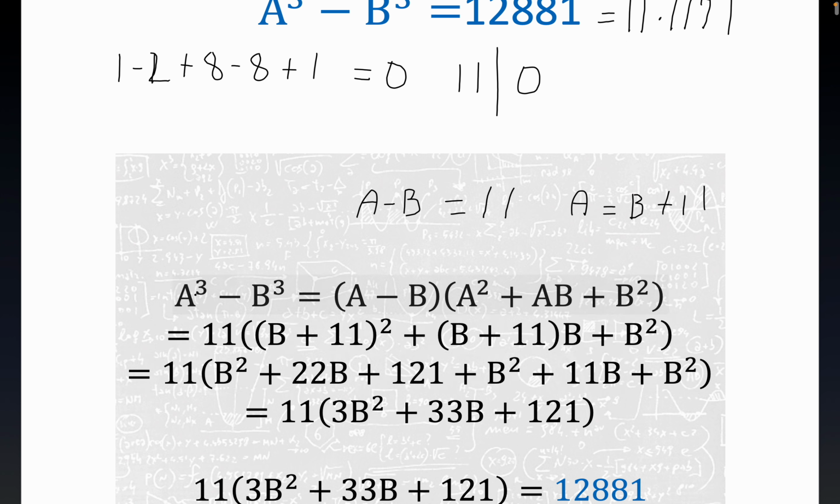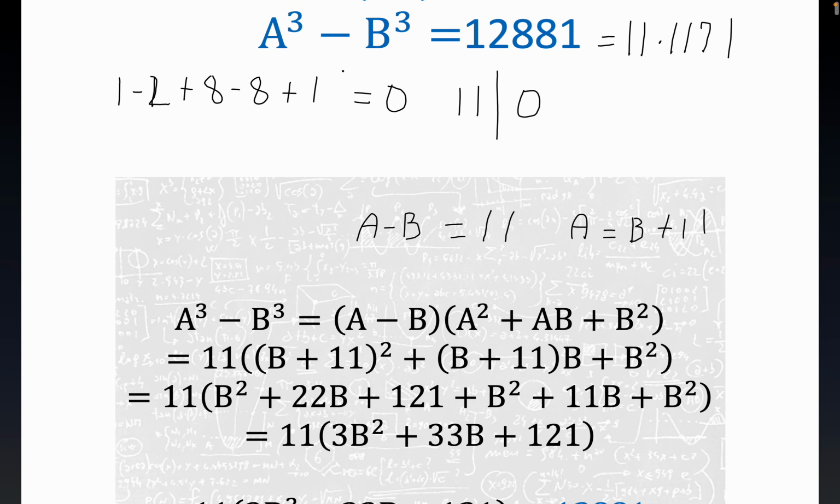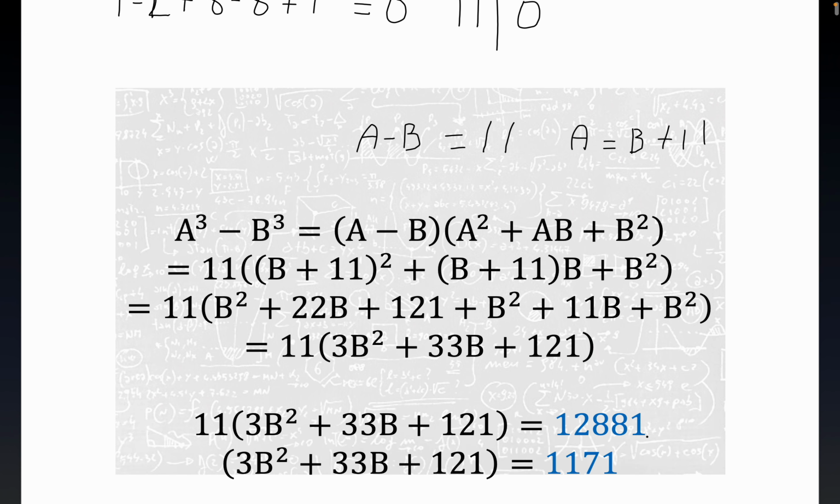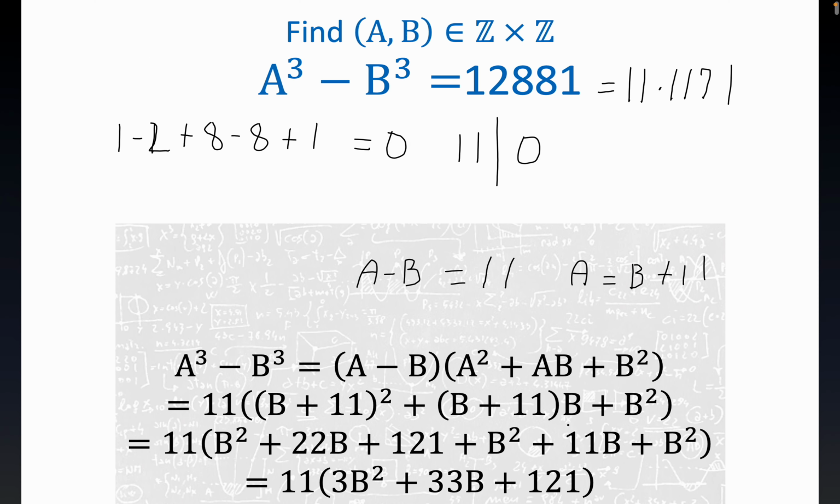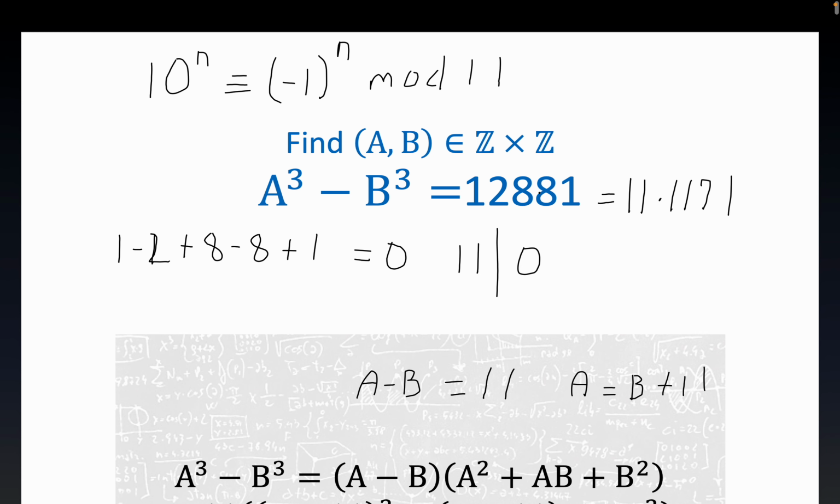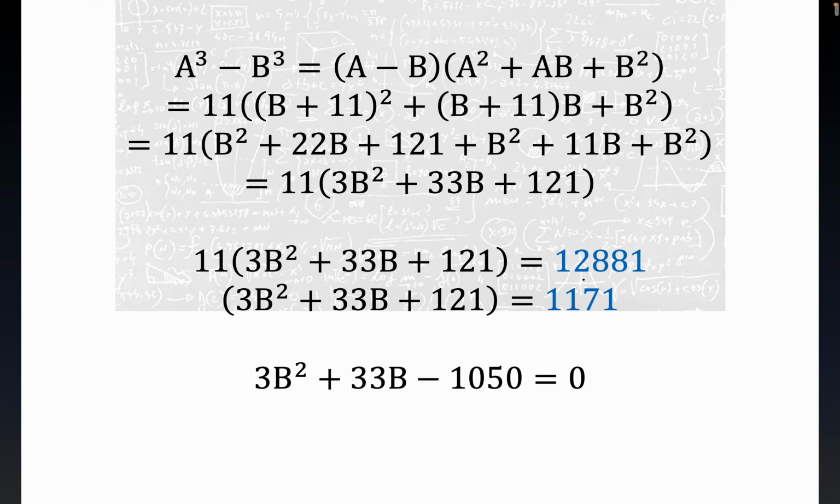Remember, a cubed minus b cubed is equal to this expression, but a cubed minus b cubed has a constant on the right-hand side, 12,881, and that's what happened right here, okay? Now, when you divide through by 11, you get this 1171. Again, some work was required up here to do this by hand, no doubt about it, all right?